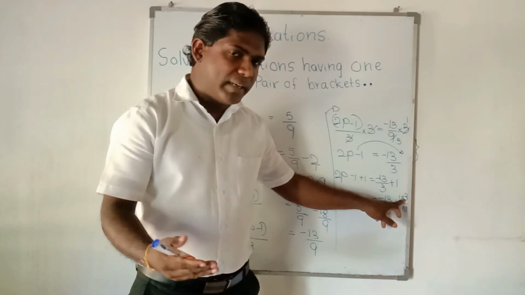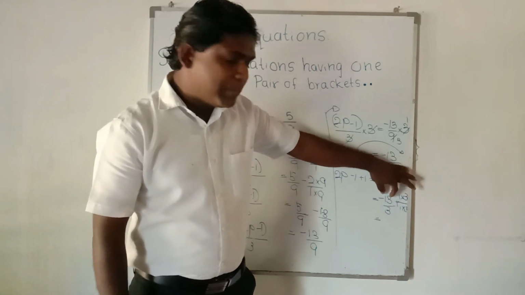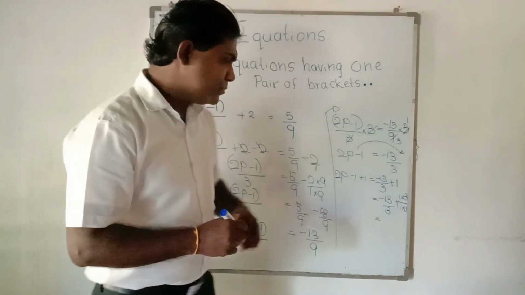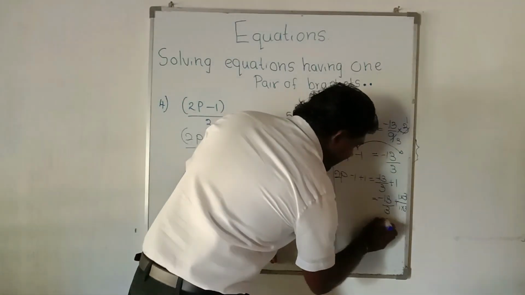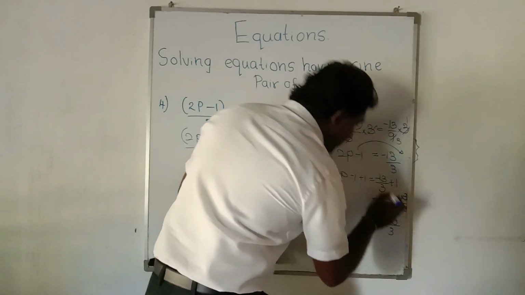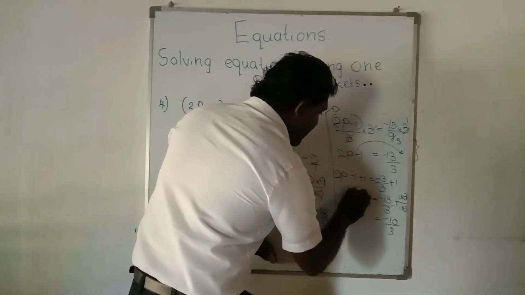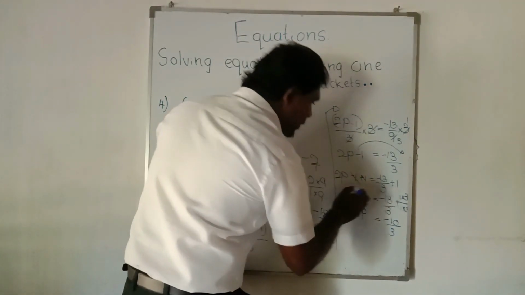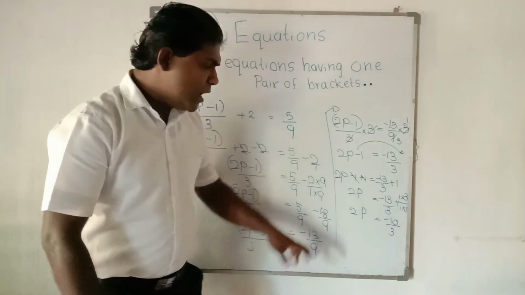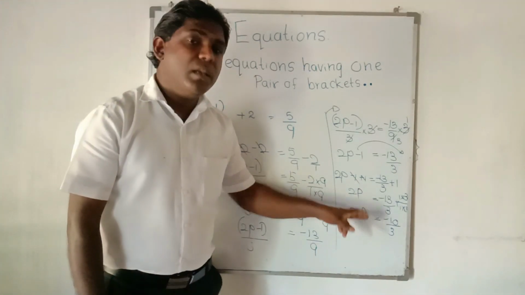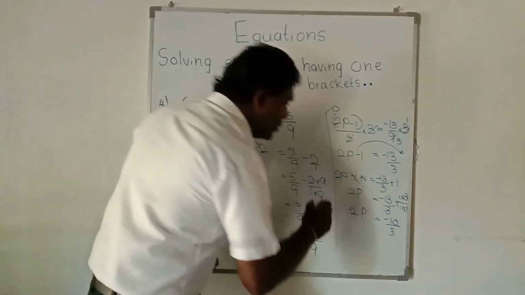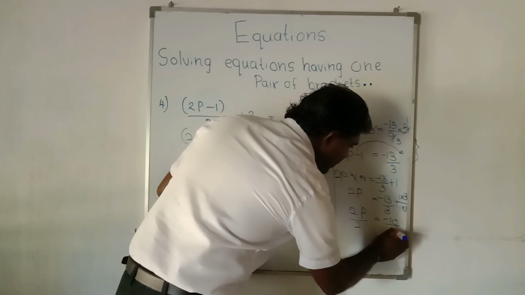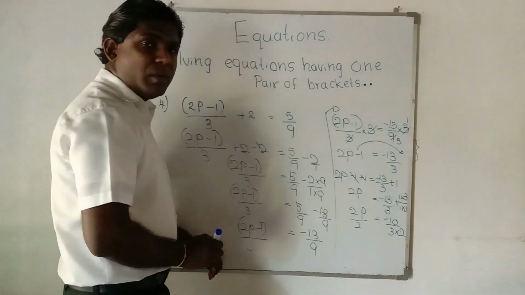Minus 10. How to get it? Small number subtraction large number, put the large number's sign. Minus 10 upon 3. Here 2p, minus 1 and plus 1 cancel. Here 2p. Then we have to remove this 2. 2p means 2 multiply p. Now we can divide by 2 on both sides.